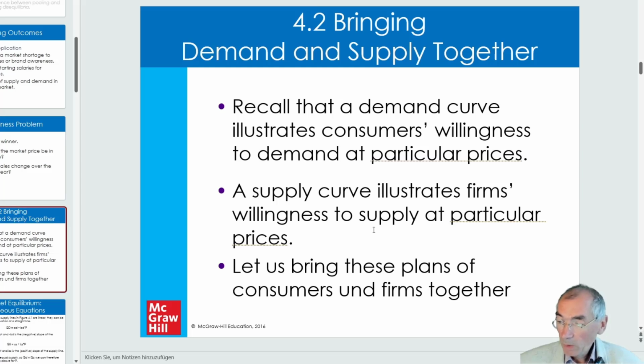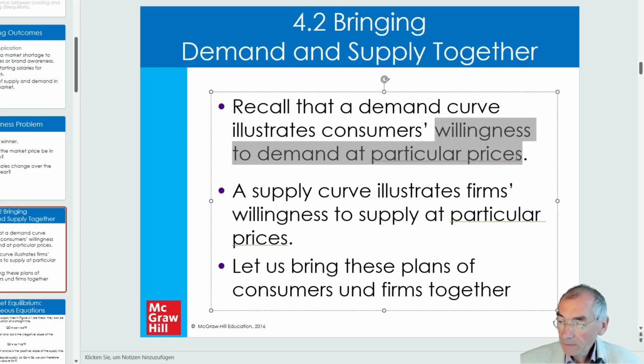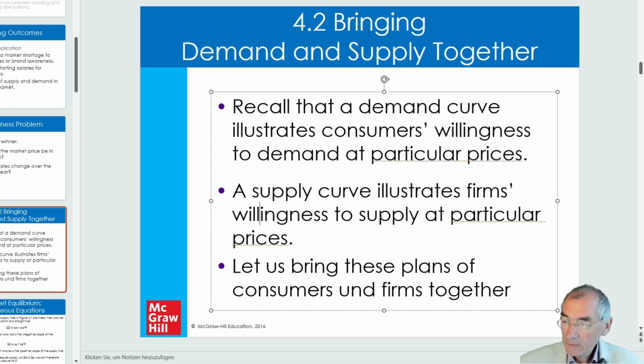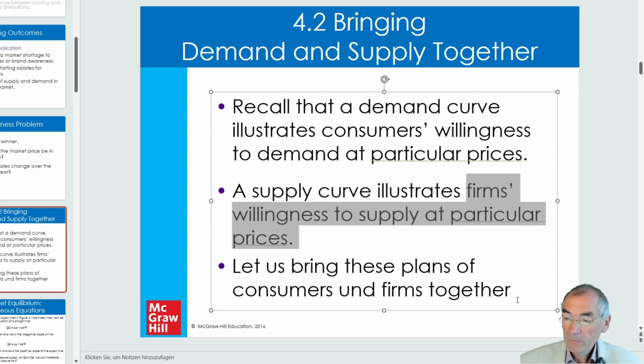So now back to our willingness to demand at particular prices, the demand curve does this. We analyzed that. You might recall that we talked about the consumer surplus when this willingness is higher, for example, than the price you really have to pay. And the supply curve is the other way around, the firm's willingness to supply at particular prices. And let us bring these two together, these plans of consumers and producers.